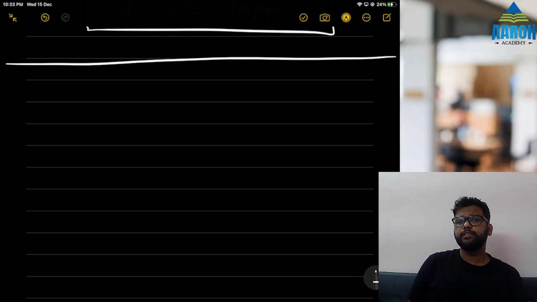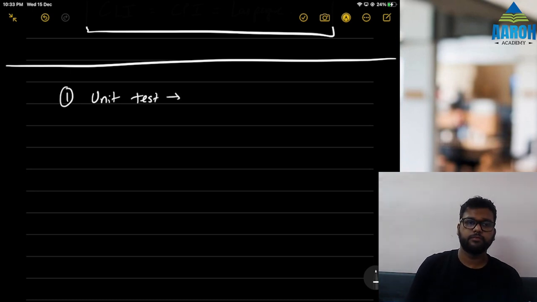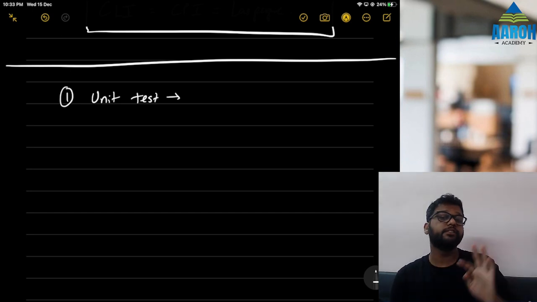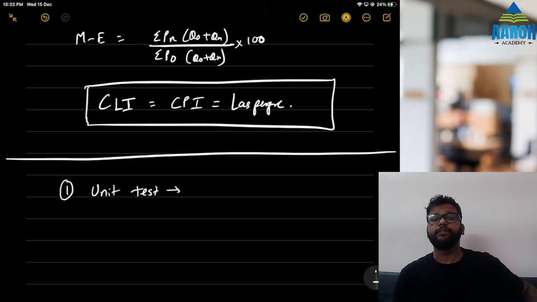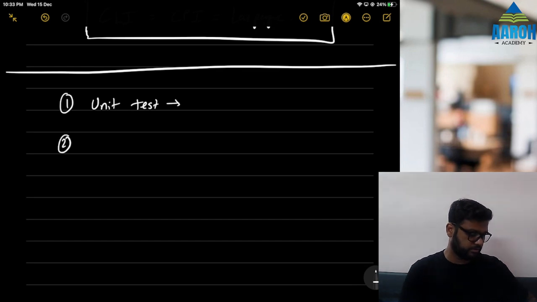Then index numbers have certain tests of adequacy. First test of adequacy is unit test. What is unit test? What does unit test say? They should be independent of the unit. Perfect, they should be independent of the unit. So if we change unit of measurement, the index number should not change. This is not satisfied by simple aggregative method. Then second test is time reversal. What does time reversal test say?